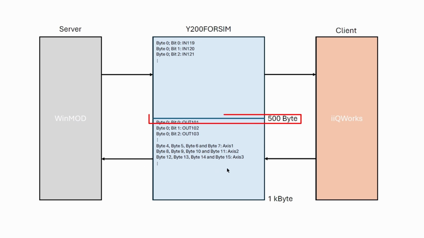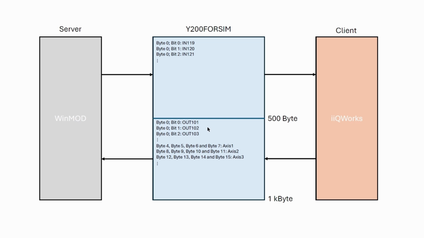The second section starts at byte 500. Here, iiQWorks.Sim writes data and WinMOD reads it. This includes outputs and axis values. For example, output 101 starts at section 2, byte 0, bit 0. Outputs 102 to 106 follow in sequence. Outputs 101 and 102 are used for gripper control, while outputs 103 to 106 are set by the robot program.